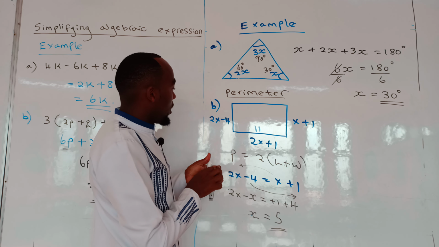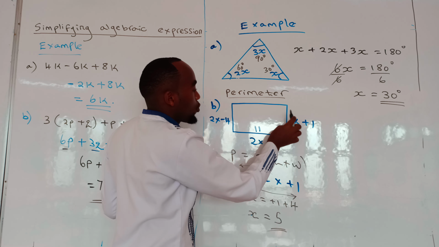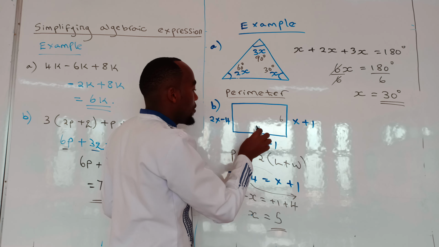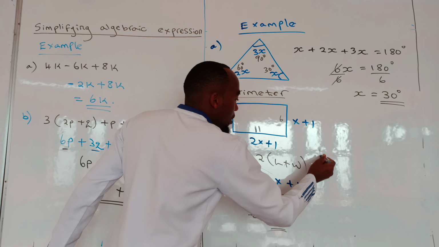You get? Then the width will be x plus 1. X is 5, 5 plus 1 is 6. Now, we have the length as 11, the width as 6. Then how do we find the perimeter?